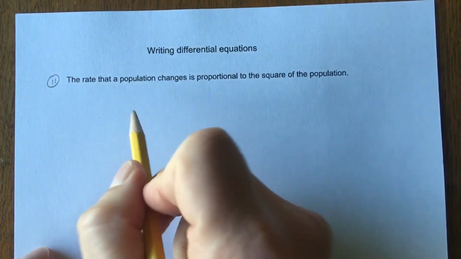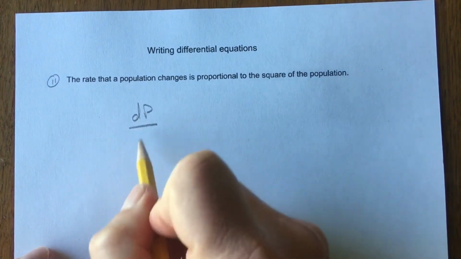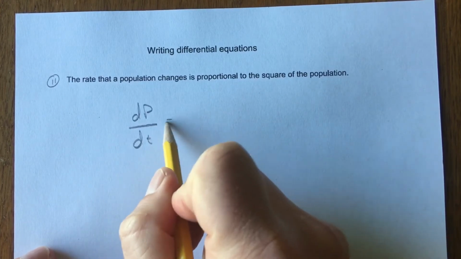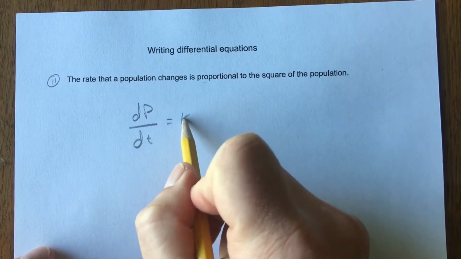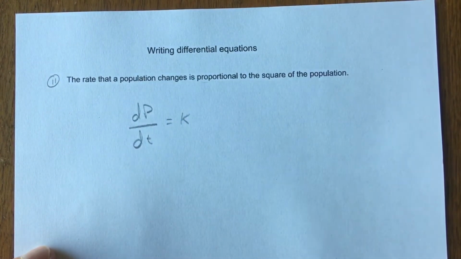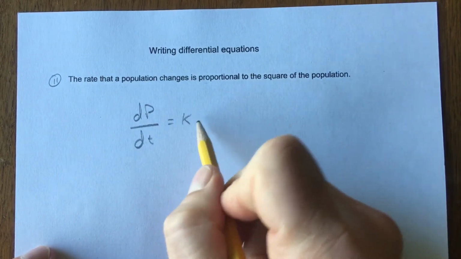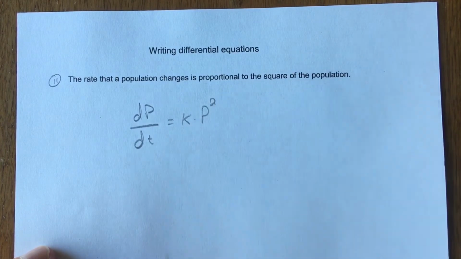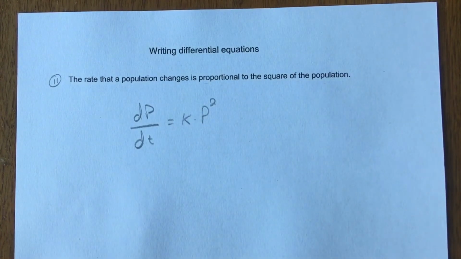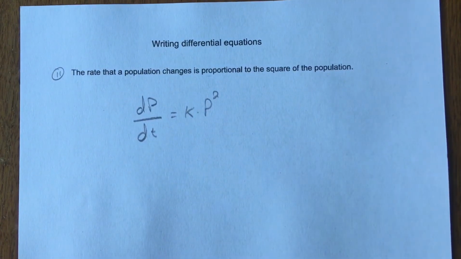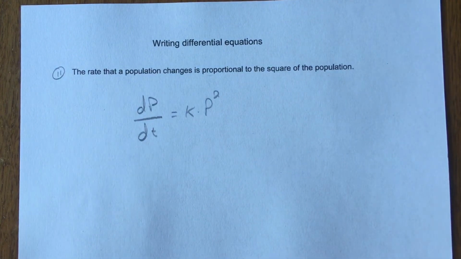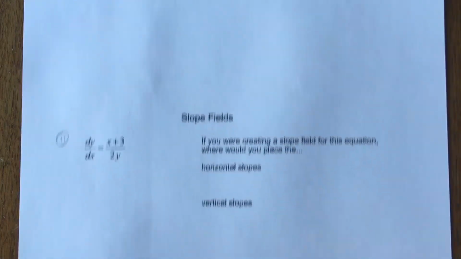And the rate of a population change is change in population over change in time. And this proportional means we have to have some type of constant to keep these two sides balanced. And it's proportional to the square of the population. So we're going to multiply by p squared. So simple enough. Hopefully you remembered that k. Would they ask you to do this this year? My guess is no, but you never know, right? So just in case, we cover it here.